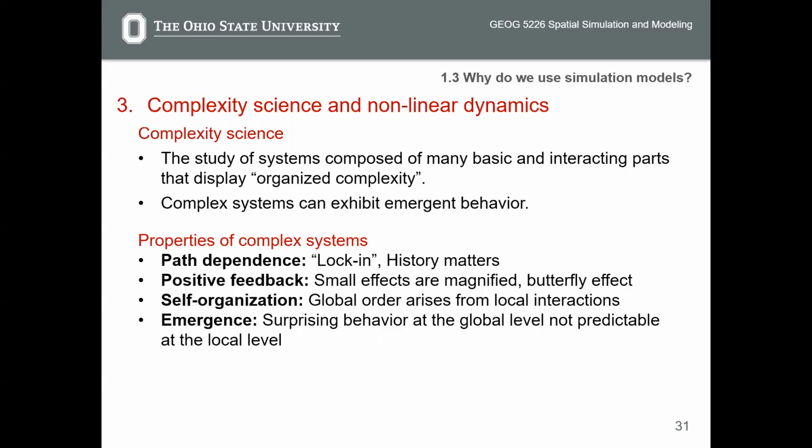Global order means the behavior that is happening at system level. And it arises from local interactions. It arises from individuals that are following a simple set of rules. Okay, emergence: surprising behavior at the global level, not predictable at the local level.